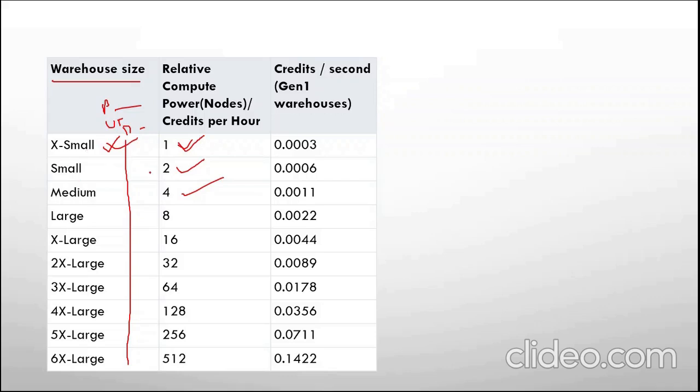For small, 2 credits per hour, medium, 4 credits per hour, and at the same time it shows how many compute nodes there are. For small, it has 2 compute nodes. For medium, 4. For large, 8. Got it? Like this, they are charged the amount. This is the per second credits. This is per hour credits.